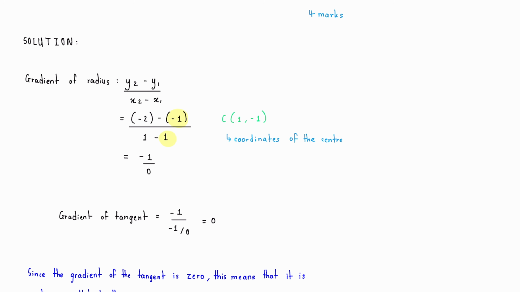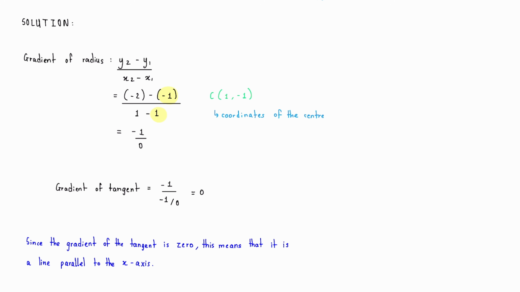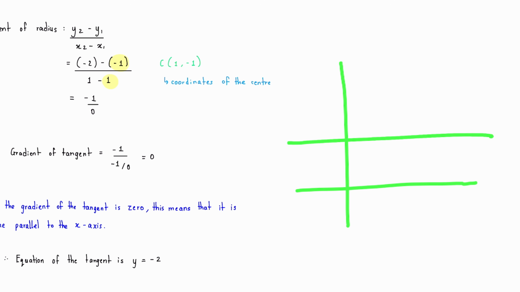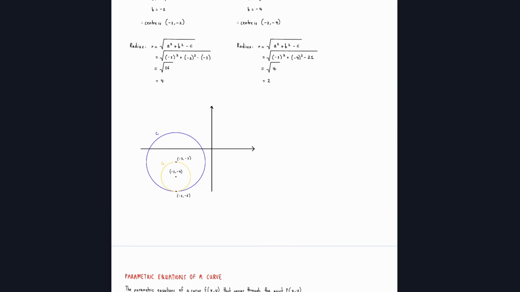The gradient of the radius, we're given 2 points. So we find the gradient of the radius, we have -1 over 0. The gradient of the tangent, therefore, would be 0 as well. So since the gradient of the tangent is 0, this means that this is a line parallel to the x-axis. Think about it. Remember what I mapped before? It means that it's parallel to the x-axis, so it's like a horizontal line.